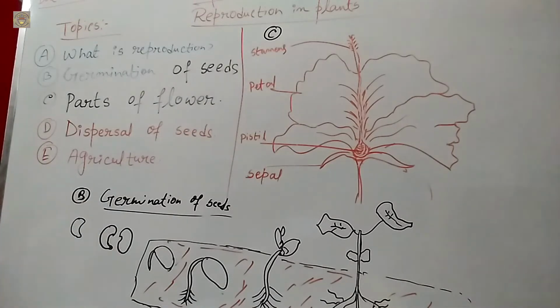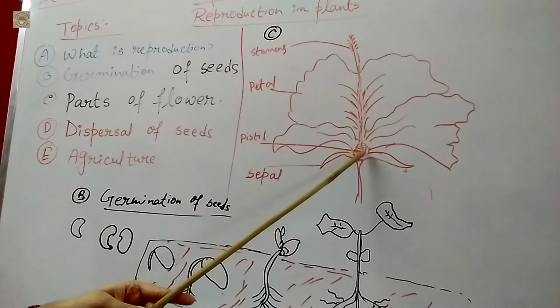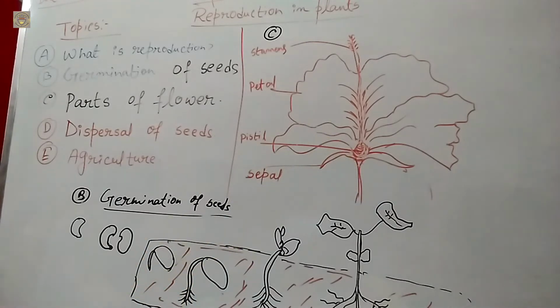And the last part is the pistil. The pistil is the female part. This part is called the pistil. The pistil is the innermost part of the flower, at its center. This is the female part of the flower. And pollen grains, being small and light, get carried by the wind.